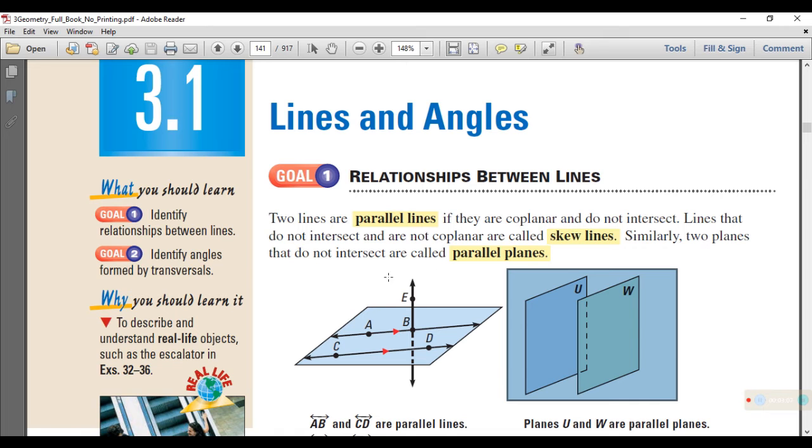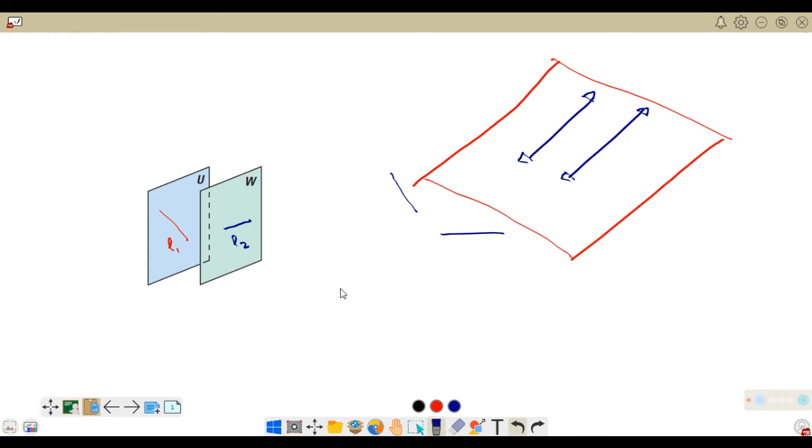Similarly, two planes that do not intersect are parallel planes. So, kapag meron kang dalawang papel, for example, that are leveled with one another, i-erect mo sila, parehas ng 90 degrees sa isang surface, hindi yan magmi-meet kahit kailan. Hindi yan mag-overlap.